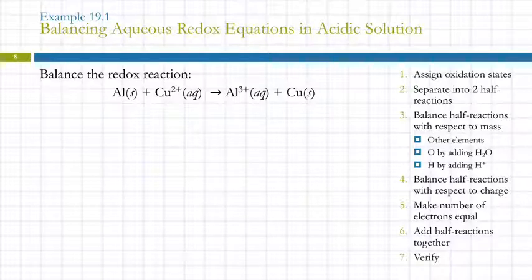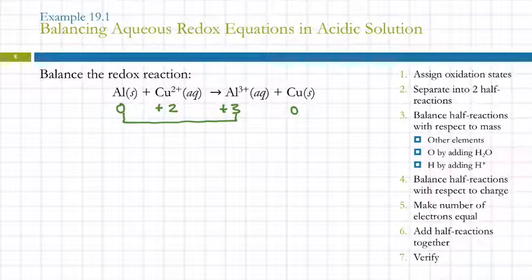So assigning oxidation states. I'm going to do this fairly quickly, so you can always go back on YouTube and watch it again. So here I have an element, so that's going to be 0. And the copper 2 ion is going to have a +2 oxidation state. The aluminum ion is going to be +3 because that's its charge. And then I have elemental copper, so that's 0. So I can see that the aluminum is going up in oxidation state, so that's being oxidized. The copper is going down, that's being reduced.